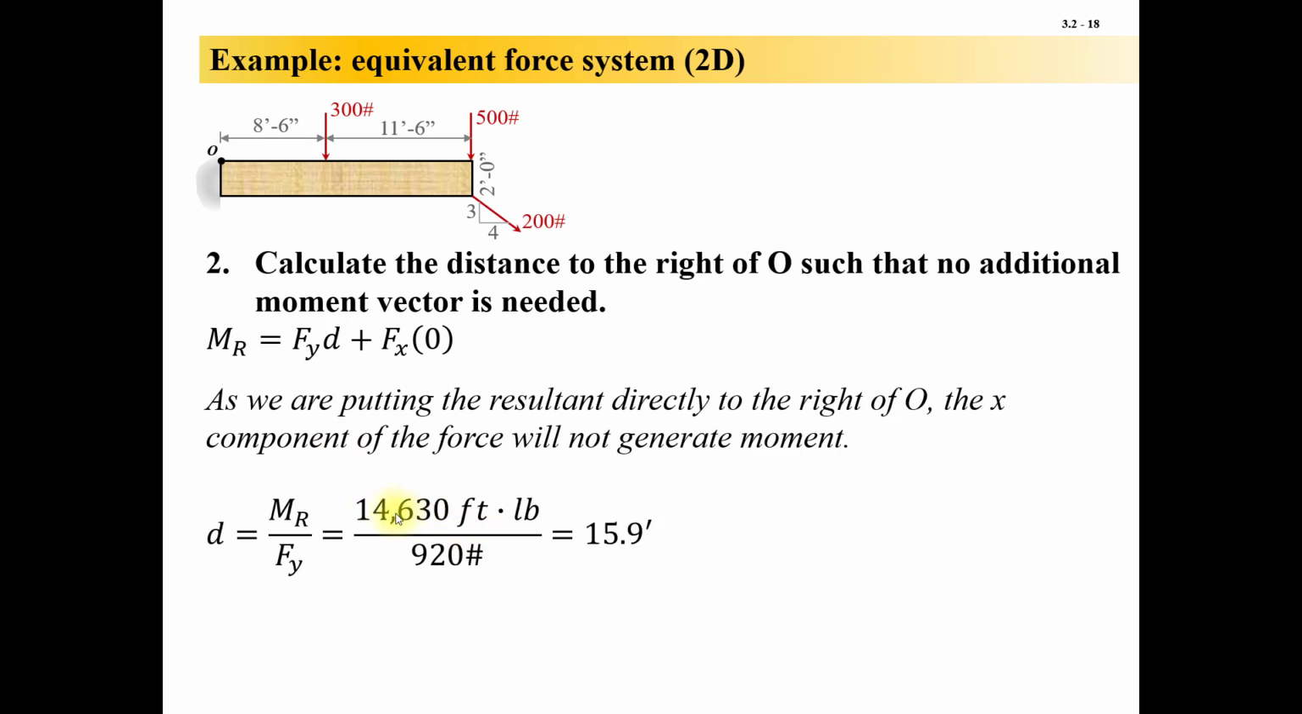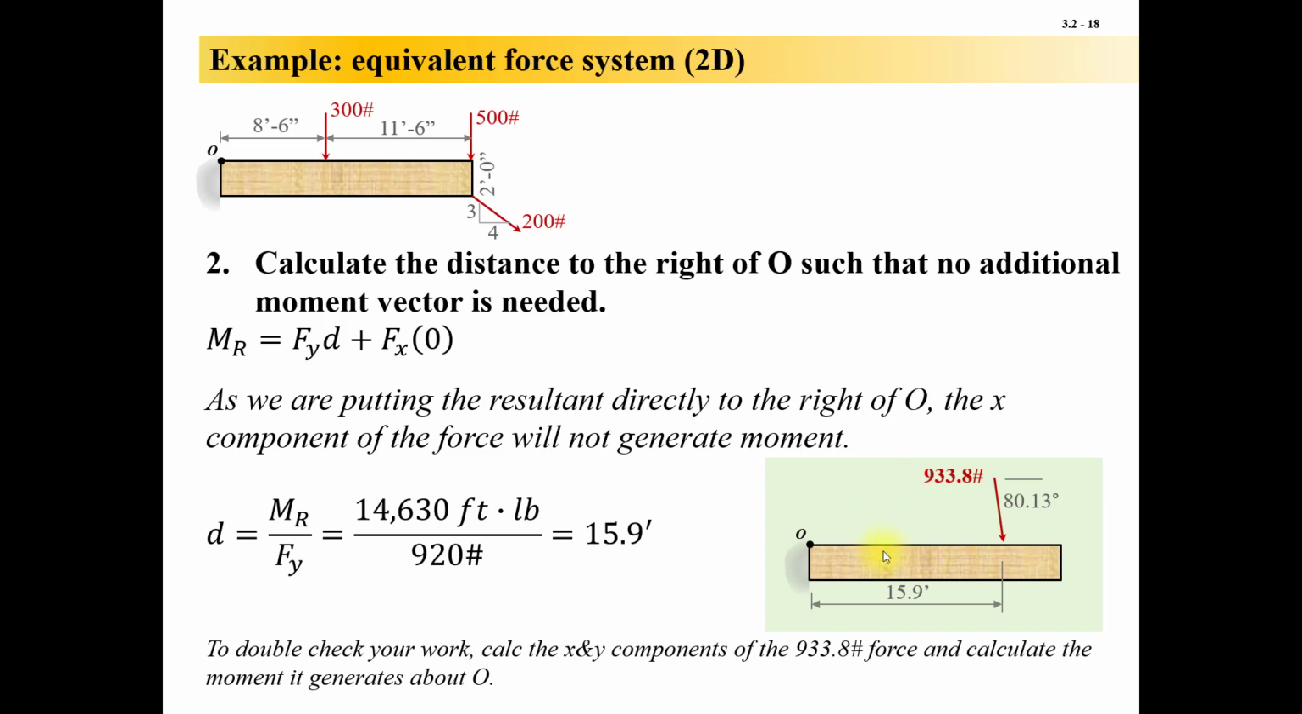And so I'm good. I'll take 14,630 foot-pounds and divide it by the y component of the resultant, because that's the only part that will be generating moment, and I'll get 15.9 feet. Now, if you're like, I really don't know what you're talking about there with your negative signs and dropping them, you could keep them, okay? Follow your sign convention to the T. Counterclockwise positive, down negative, you'd have minus 14,630 foot-pounds here, and then you would have minus 920, and you'd end up getting 15.9.